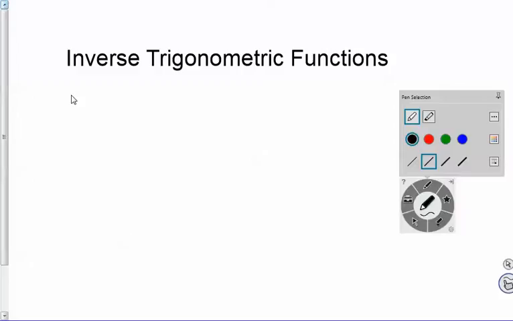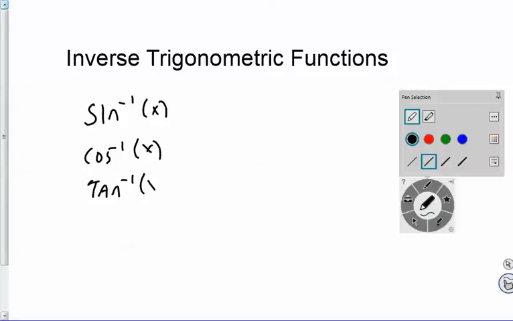The arc sine, the arc cosine, the arc tan. So they're written like this. And then there's the arc cotan, the arc secant, and the arc cosecant. We talked a little bit about them in chapter 7, but we're going to look more at the function.